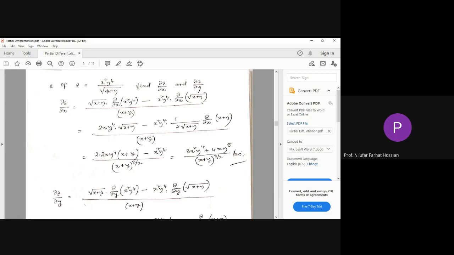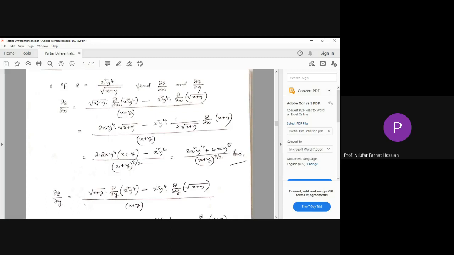You see, this is a quotient form. This is in quotient form, so you have to apply the u by v rule. So in the denominator, you have to write what? Root over x plus y whole square. Whatever it is, root over x plus y whole square. So the square root and the power cancel, it will be simply x plus y. And what will be in the upper part? The lower part into del x of the upper part.